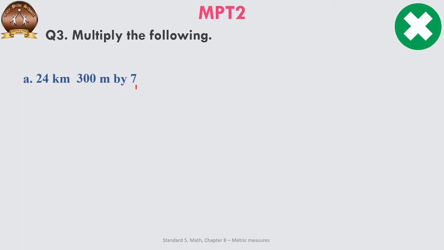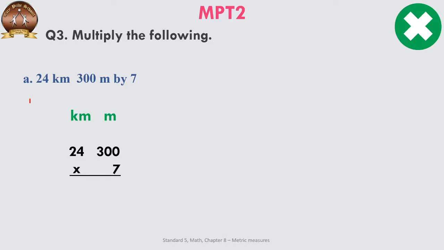The questions which fall under this category are, for example, your and my house has a distance of 100 meter. And I say that your and your teacher's house is 4 times the distance between our houses. So that will be 100 meter into 4. Similarly, 24 kilometer, 300 meter, you have to multiply by 7. Kilometer and meter are separated, and this is written like this. Below this 7 is written, and then multiplication.